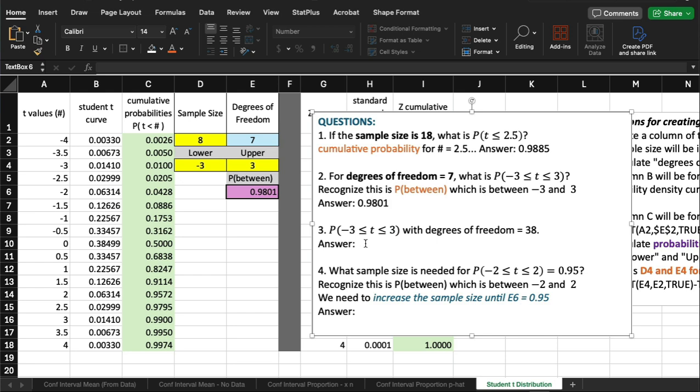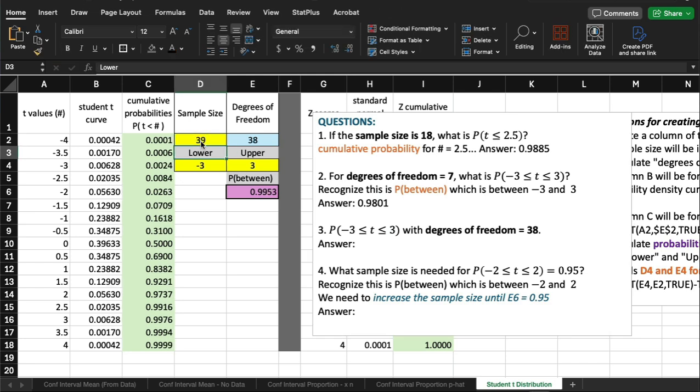Question 3 says, what is the probability of t being between -3 and +3 if the degrees of freedom is 38? So we're changing the degrees of freedom now. Instead of 7, it looks like we're going to have a larger sample. Instead of a sample size of 8, we're going to have a sample size of 39, because that has to be one more than the degrees of freedom. Notice sample size is one more than what you see in E2.